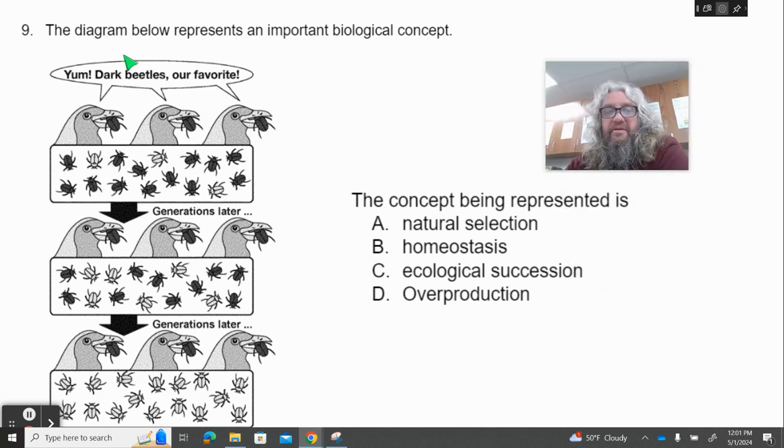This diagram below represents an important biological concept. Yum, dark beetles, our favorite. Generations later, this concept being represented is A, natural selection, B, homeostasis, C, ecological succession, or D, overproduction.